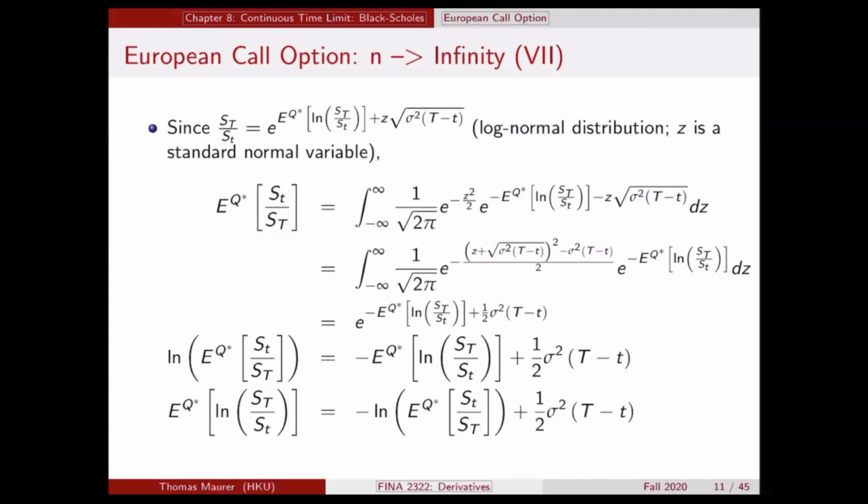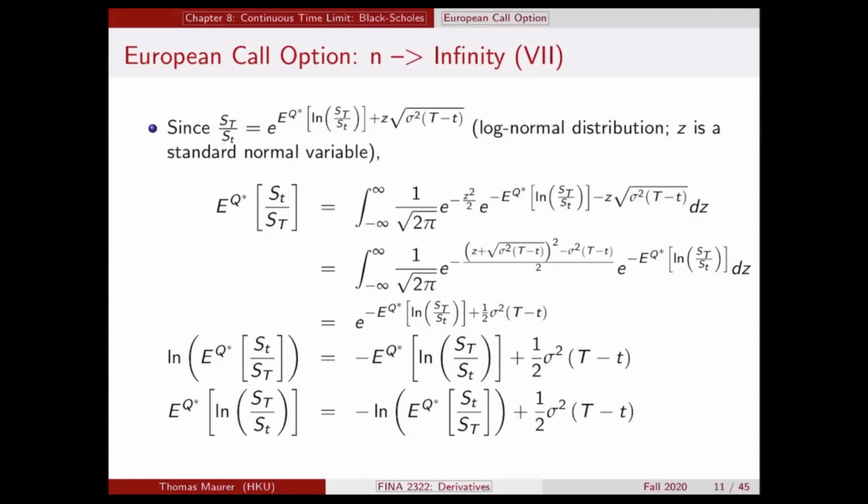Instead of looking at S at time capital T divided by S at time small t, we look at S at time small t divided by S at time capital T. So taking this thing to the power of -1, this thing is equal to this entire thing, but setting minus signs in front of this expectation and changing that plus sign into a minus sign. Or basically what you have over here, e to the power of minus that expected log return of S under the Q star measure minus that normally distributed variable C times that standard deviation of S.